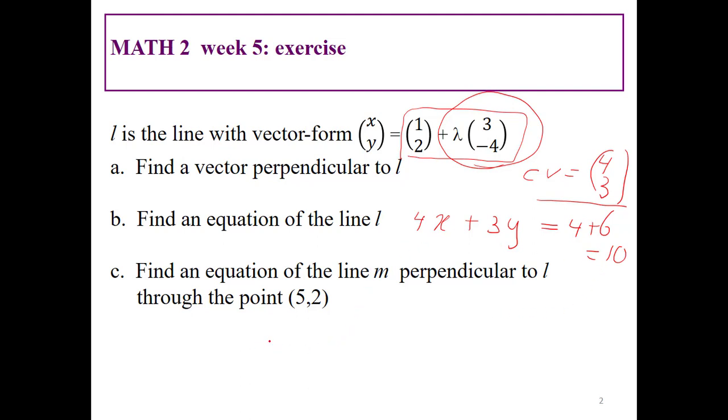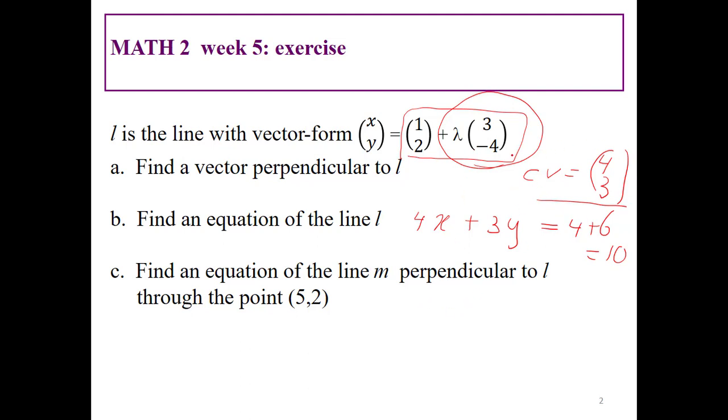Okay, then the last question. Find an equation of a line M perpendicular to L. Okay, that looks very strange. So a line M perpendicular to L. If I know that this one is the vector form of L, then the coefficient vector of this thing is (4, 3). Okay, if we now think about an equation of a line perpendicular to L, then of course that would be something perpendicular to this one for the equation.